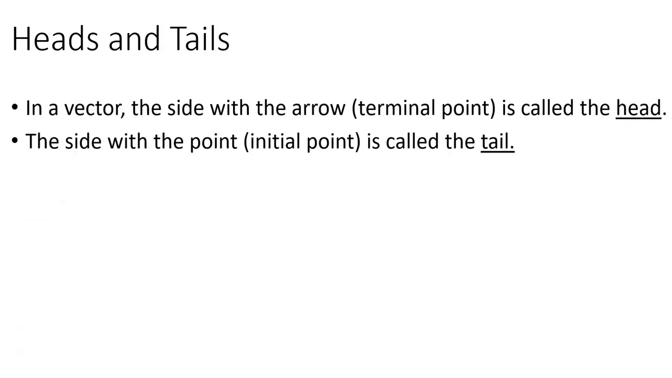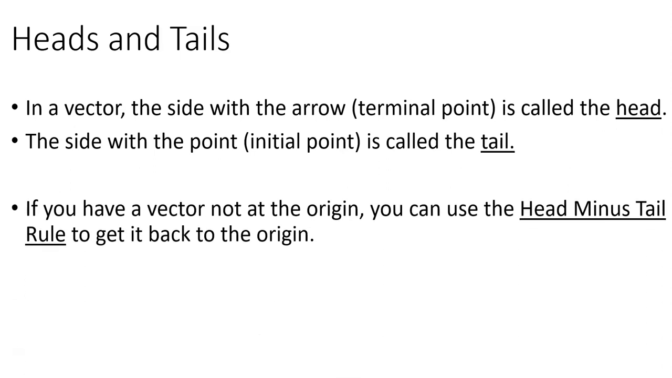All right, I threw the words heads and tails in before. Here's a more formal definition. The side with the arrow is the head. The initial point is the tail, right? Where do things start? They start at the tail, they end at the head. If you've got something that is not at the origin, so suppose you have a vector out here, and this is the ordered pair. And again, we're going to have to be careful of the difference between ordered pairs and vectors, because they can look very similar in notation.